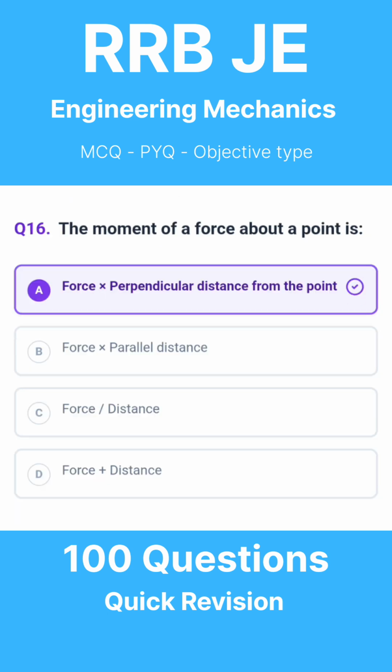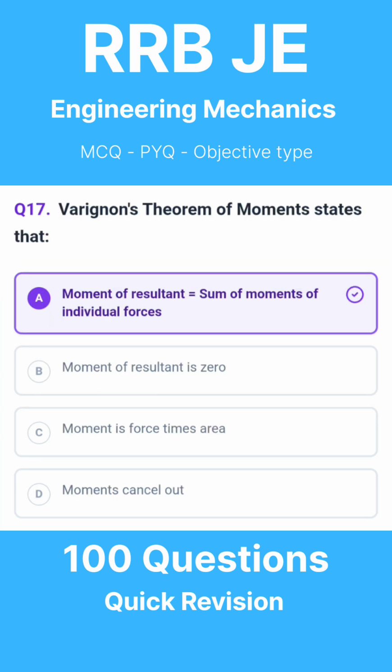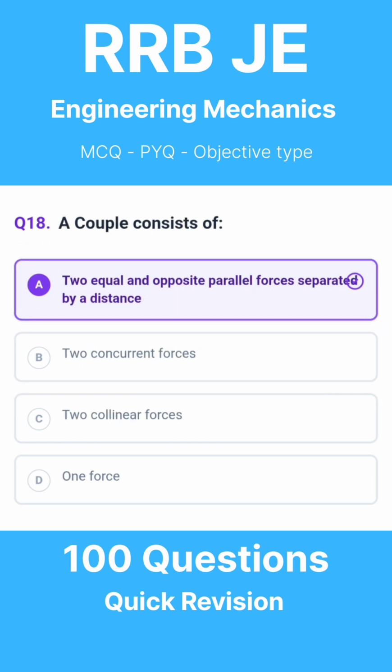Question 16. The moment of a force about a point is. The correct answer is force times perpendicular distance from the point. Question 17. Varignon's theorem of moments states that. The correct answer is moment of resultant equals sum of moments of individual forces. Question 18. A couple consists of. The correct answer is two equal and opposite parallel forces separated by a distance.